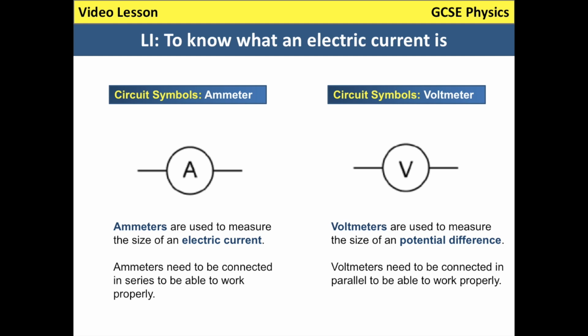The second symbol on the board at the moment is for a voltmeter. Now, voltmeters are used to measure the size of a potential difference. Potential difference we will do more about next lesson, but for now you can think of it as another word for voltage. Voltmeters need to be connected in parallel to be able to work properly.